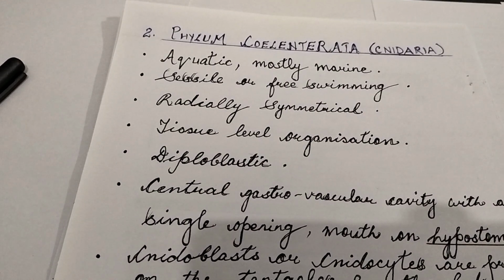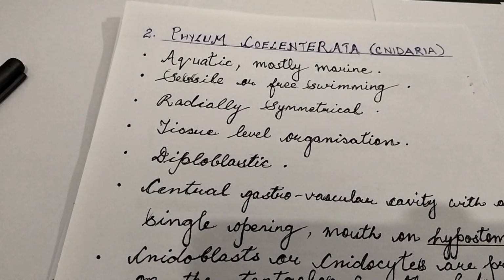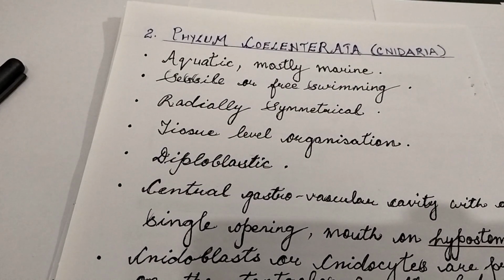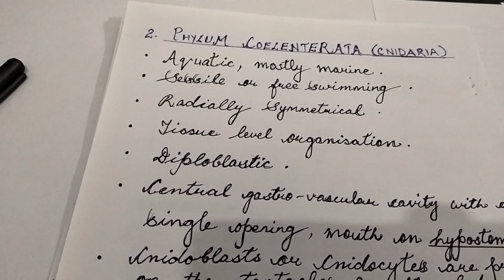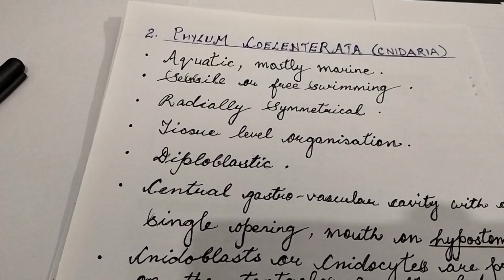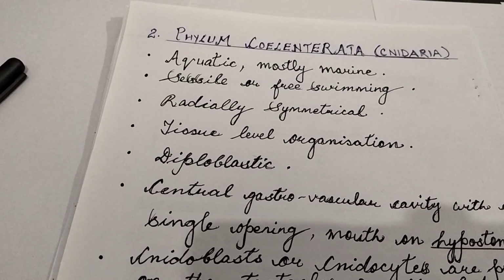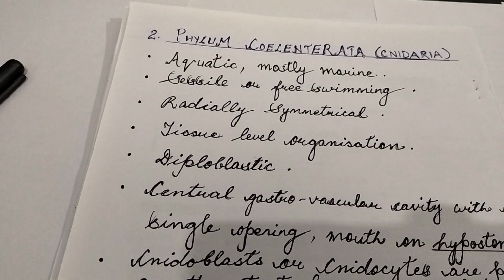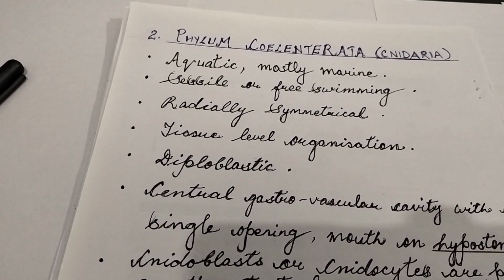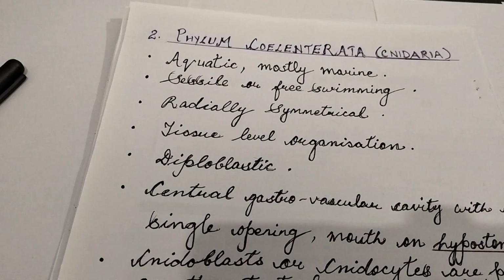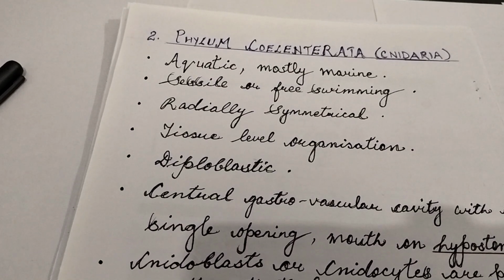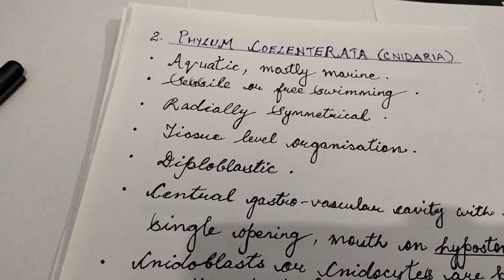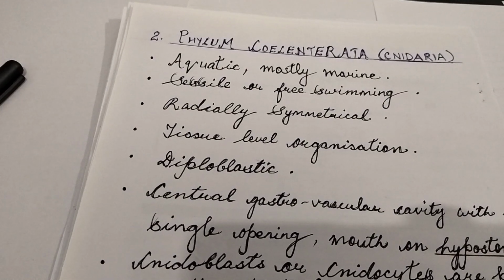Coelenterates or cnidarians are aquatic in nature and mostly marine. I told you earlier that the earliest forms of life existed in water and gradually they became terrestrial. So coelenterates are the second phylum of the animal kingdom, and the animals belonging to phylum Coelenterata or Cnidaria are aquatic and mostly found in marine water. They are sessile or free swimming. Sessile means they are attached to the substratum.